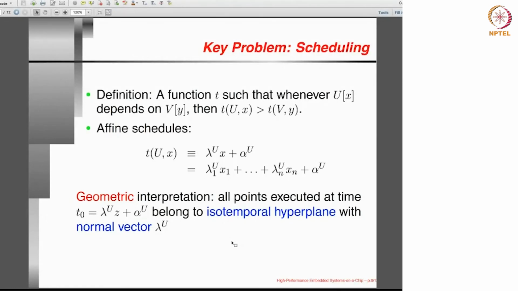Like I said, the geometric interpretation is that all points that are executed at t equals lambda z plus u belong to an isotemporal plane whose normal vector is lambda. These are the scheduling coefficients that I'm seeking to find.